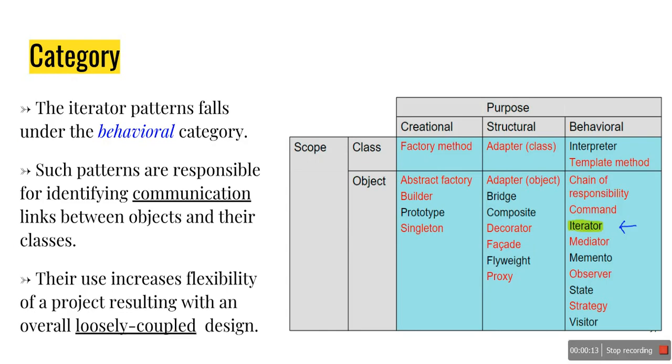So let's start with the basics. Let's talk about the category where this pattern belongs. First, it falls under the behavioral category, where such patterns are responsible for identifying communication links between objects and their classes. And of course, the use of such patterns will increase the flexibility of a project, which results in an overall loosely coupled design, which is indeed a good feature to have on a project.